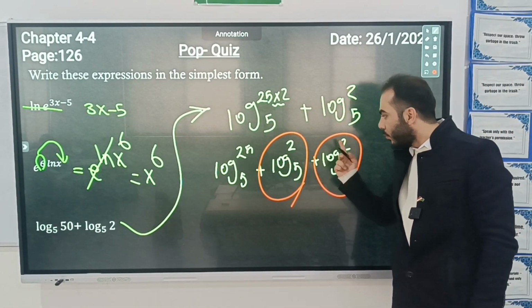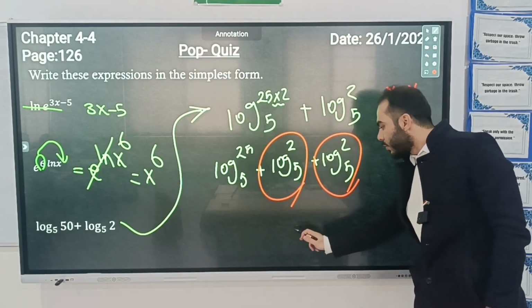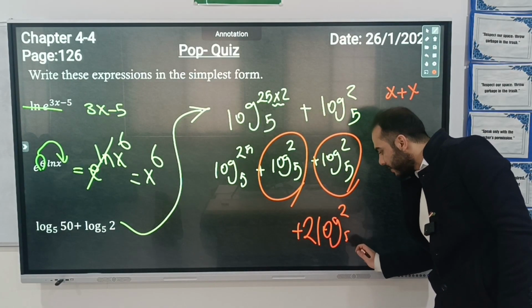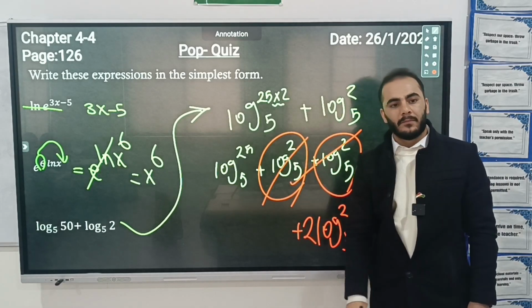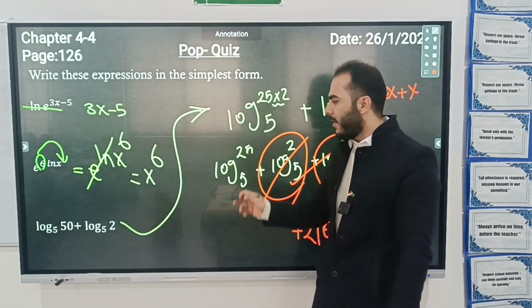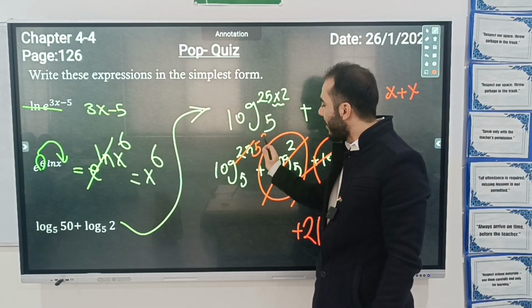1 logarithm 2 plus 1 logarithm 2, so it's equal to 2 log 2 with base 5. So these are done. How about logarithm 25 with base 5? Well, everybody knows that 25 can be written as 5 powered by 2.